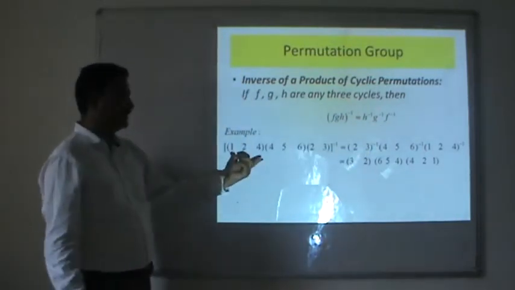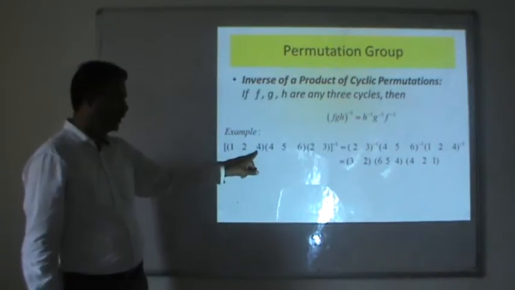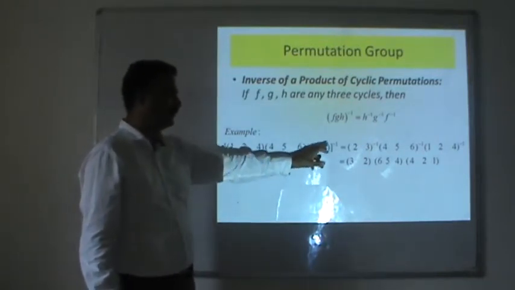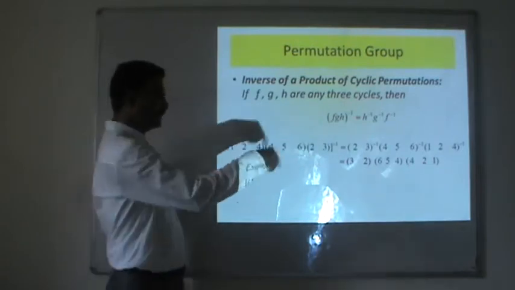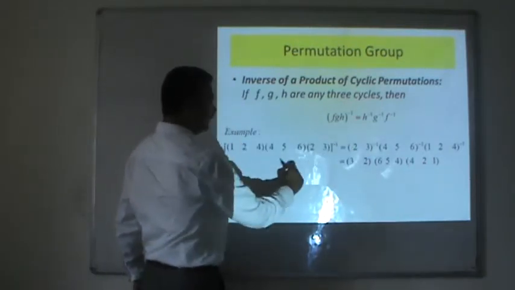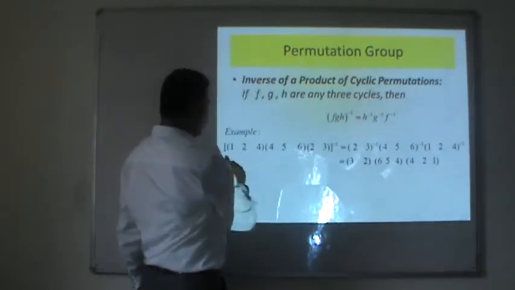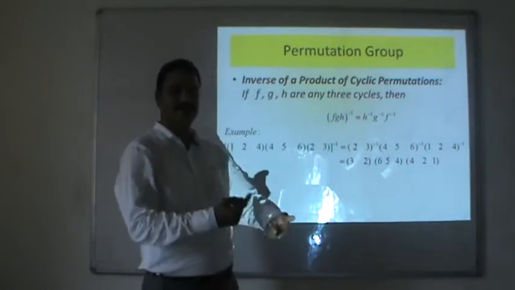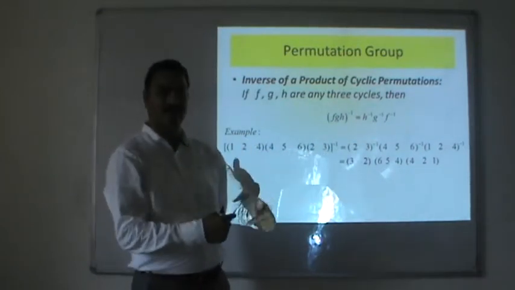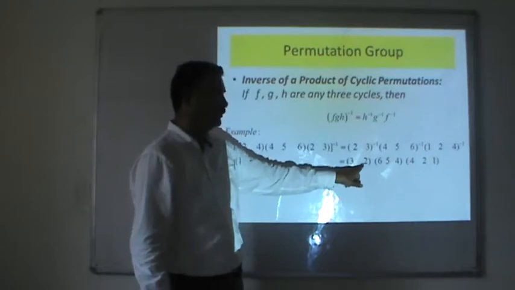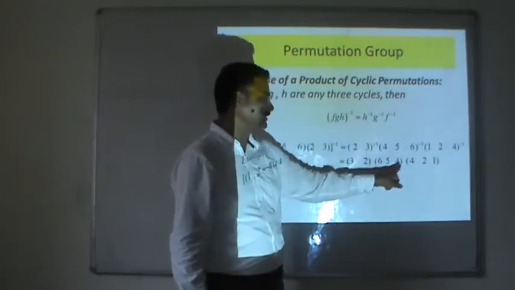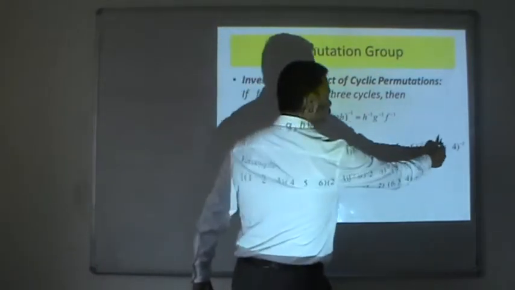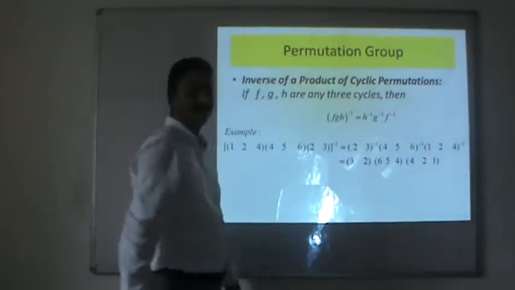So let us consider an example. Suppose we have three cycles (1 2 4), (4 5 6) and (2 3). The inverse of the product of these three cycles is written in reverse manner: (2 3) inverse, (4 5 6) inverse and (1 2 4) inverse. And we know that the inverse of a cycle means we just rewrite the cycle in reverse order. Means the inverse of (2 3) is (3 2). The inverse of (4 5 6) is (6 5 4). We just write it in reverse manner. And (1 2 4) inverse is (4 2 1).